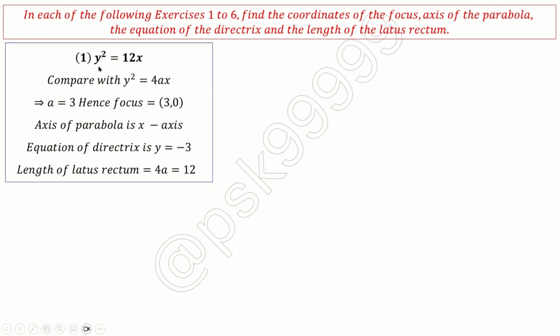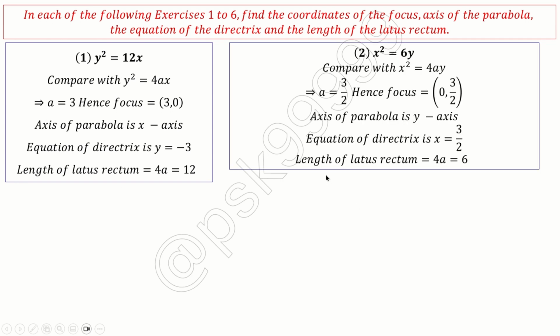First one is y square equal to 12x. Compare with y square equal to 4ax. So which means a is equal to 3. Hence the focus is at (3, 0). The axis of the parabola is the x-axis, and the directrix is x equal to minus 3. The latus rectum is 4a, which is 12. So these are the important information about the parabola. Similarly, you solve it for the others.